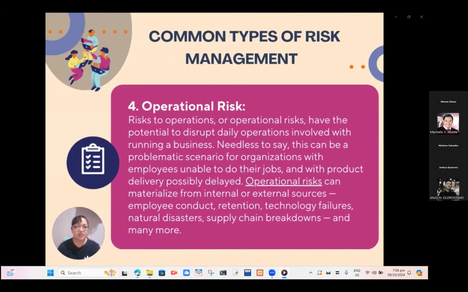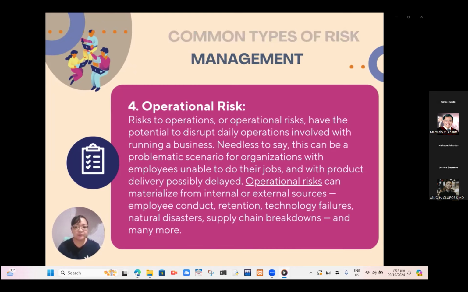Number four, operational risks. Risks to operations or operational risks have the potential to disrupt daily operations involved with running businesses. Needless to say, this can be a problematic scenario for organizations with employees unable to do their jobs and with product delivery possibly delayed. Operational risks can materialize from internal or external sources: employee conduct, retention, technology failures, natural disasters, supply chain breakdown, and many more.